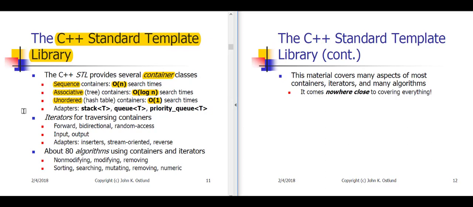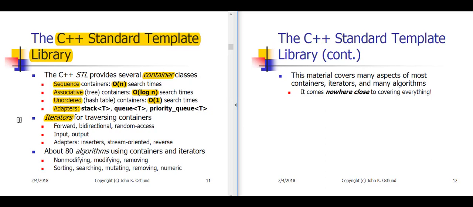In addition to those 3 categories of containers, there are some of what are called adapters that we talked about in FC1, namely stack, queue, and priority queue. Now, in order to make it convenient to traverse through containers and manipulate objects or collections of objects within containers, we make use of iterators.